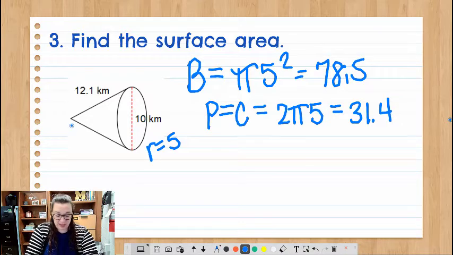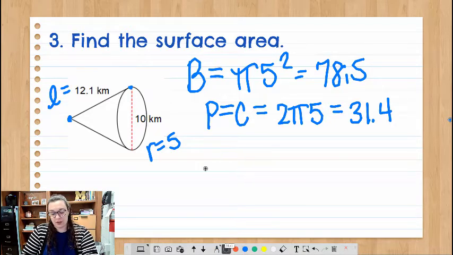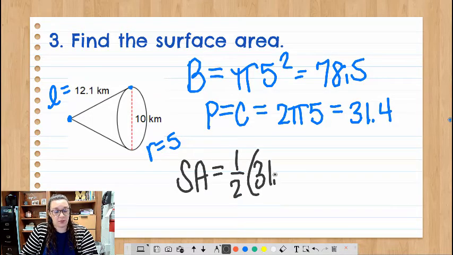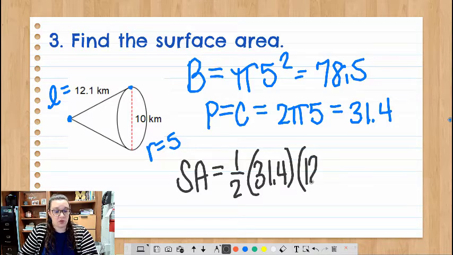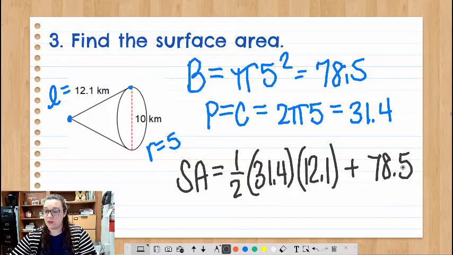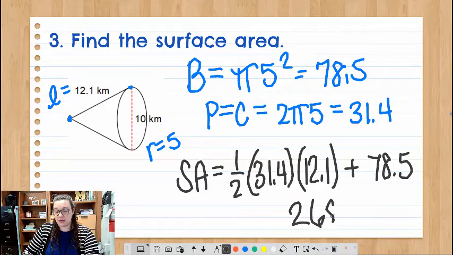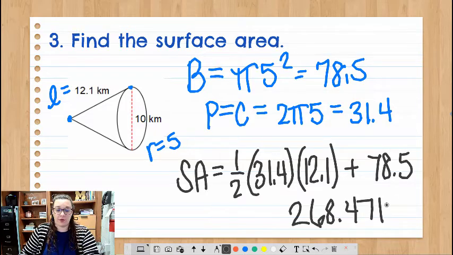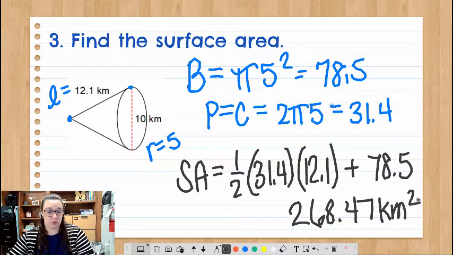All right, so we've got the area of the base, we've got the perimeter. We also need the slant height. It is from the center to the edge right there, given to us. I think we have it all. Let's plug it in. Surface area equals 1/2 times the perimeter, which is 31.4, times the slant height, which is 12.1, plus the area of the base, 78.5. Let's type all that in and see what we get. I got 268.47 kilometers squared. We have two more. Let's see what they are.